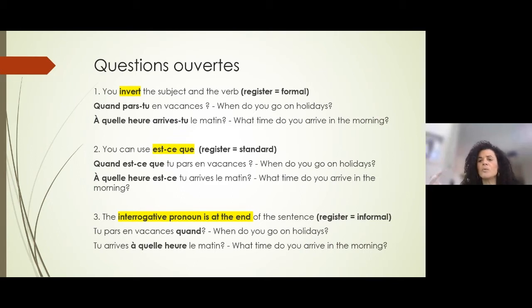So again, formal, when you use this in writing mainly, you invert the verb and the subject. With question ouverte, the only thing you need to remember, you have an interrogative pronoun, so you place it first. You have est-ce que questions as well. The only difference with question fermée is that you have an interrogative pronoun, and the register with est-ce que is the same, it's still standard, so you use it in any type of situation. And when the interrogative pronoun is at the end of the question, then the structure is not a proper structure of a question, so the register is informal. You use it mainly with friends, family, or colleagues.